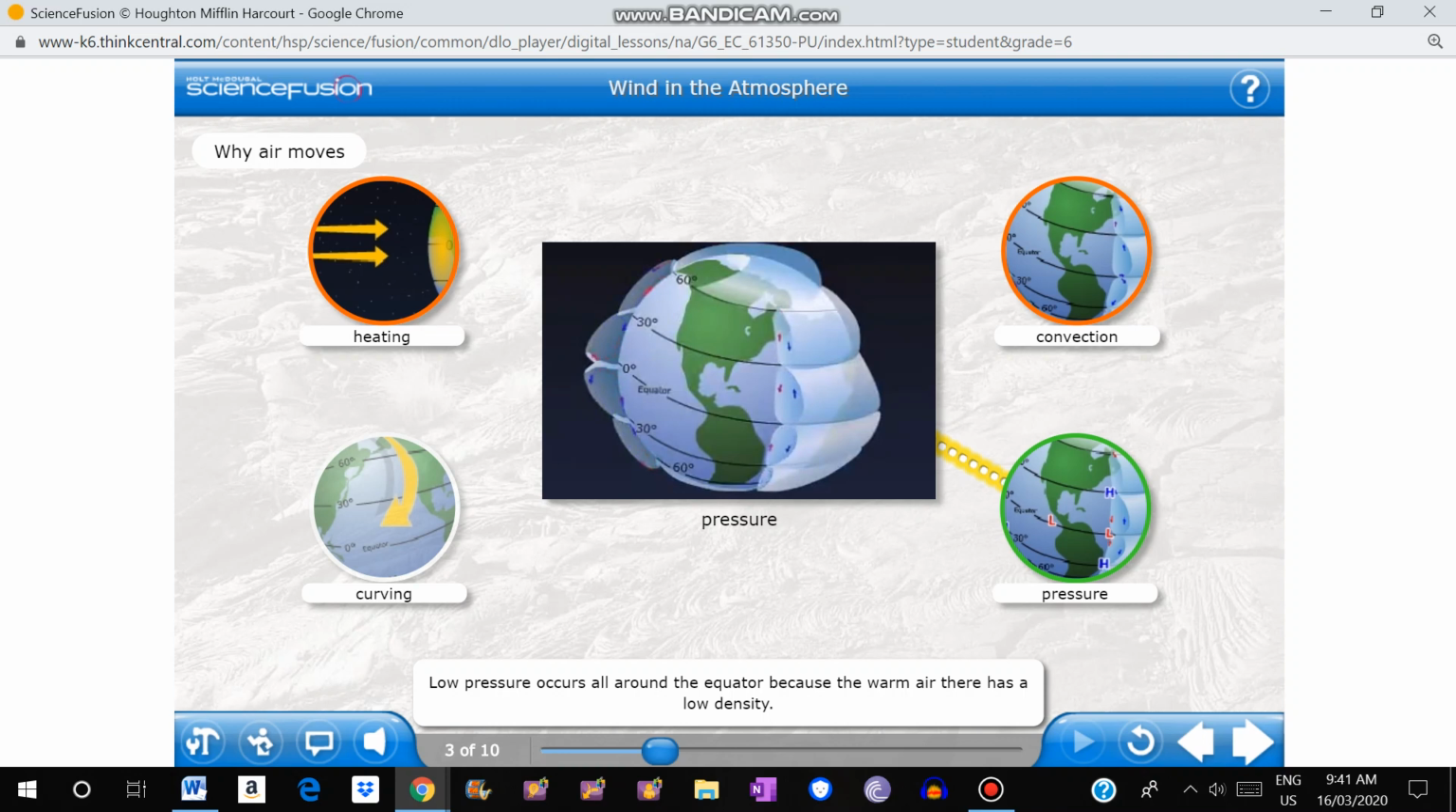Low pressure occurs all around the equator because the warm air there has a low density. When this warm air rises, it spreads out away from the equator, moving to the north and south. As this air continues to move to the north or south, it begins to cool and sink. Cooler air is denser, so where it sinks toward Earth's surface, it creates areas of high pressure. Rising air or sinking air in Earth's atmosphere produce belts of low and high pressure at about every 30 degrees of latitude from the equator to the poles.